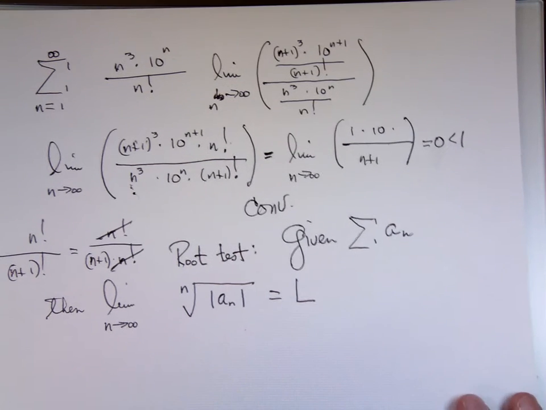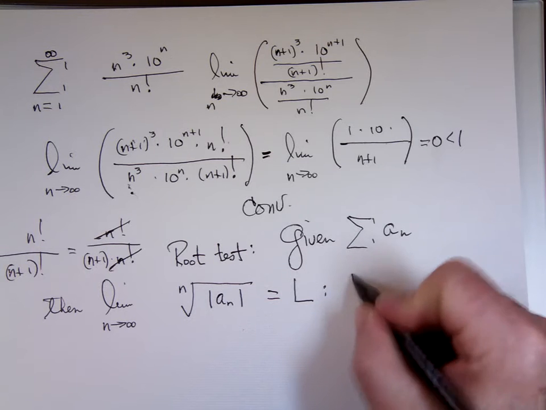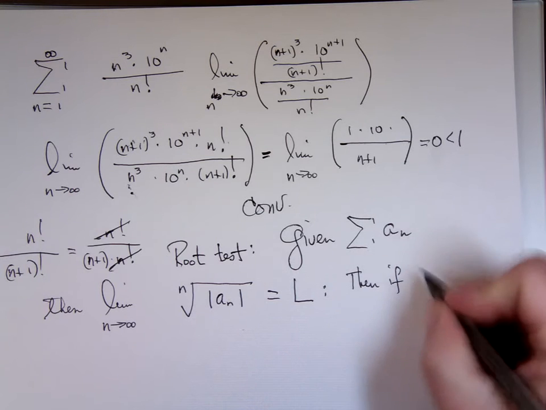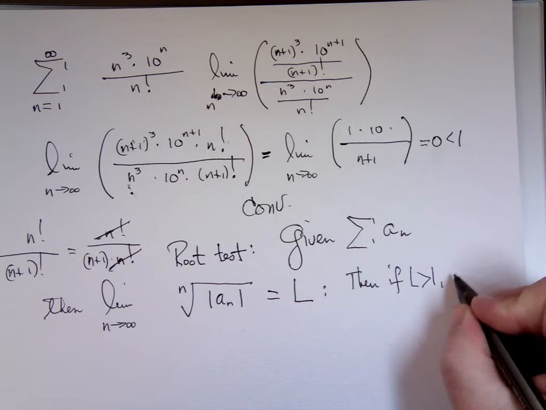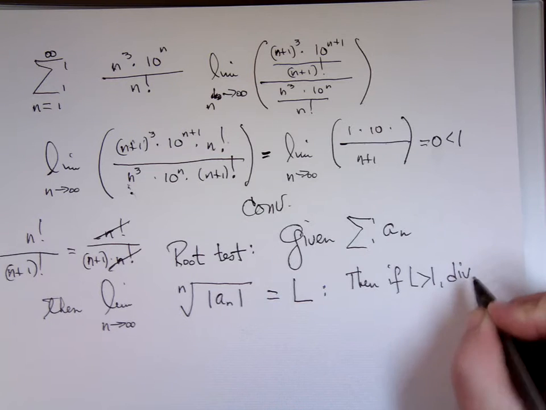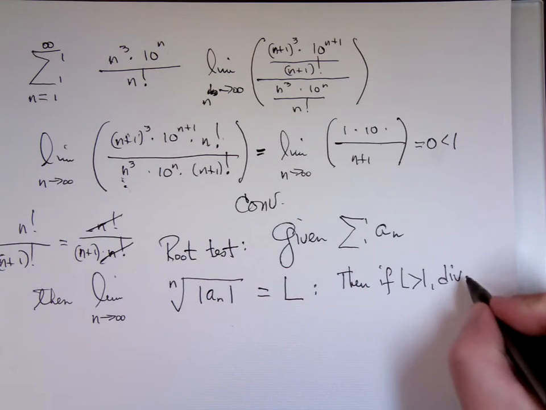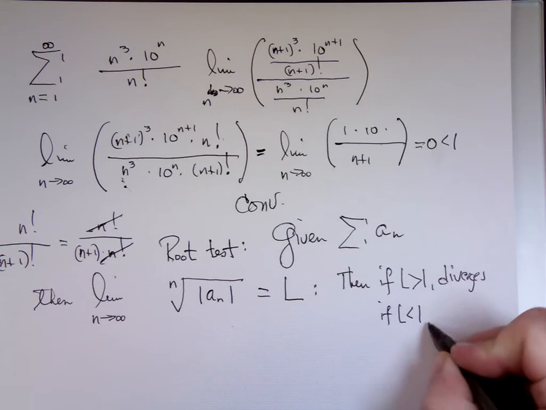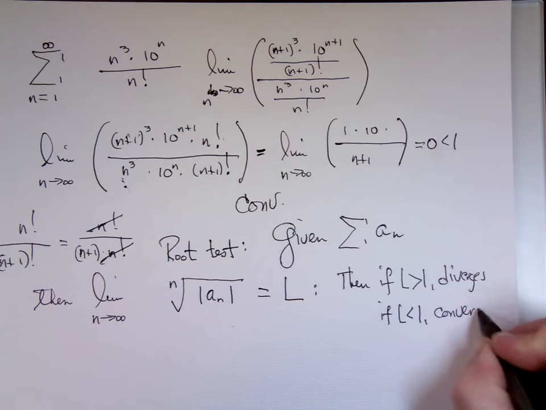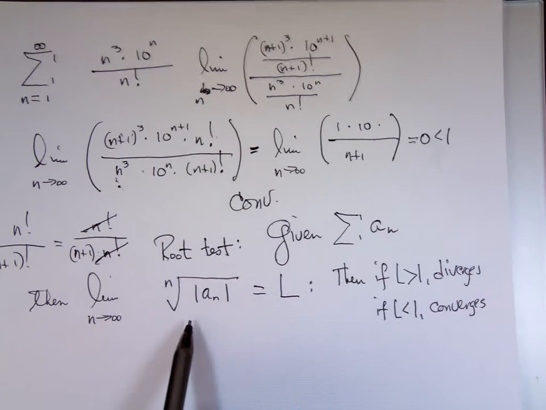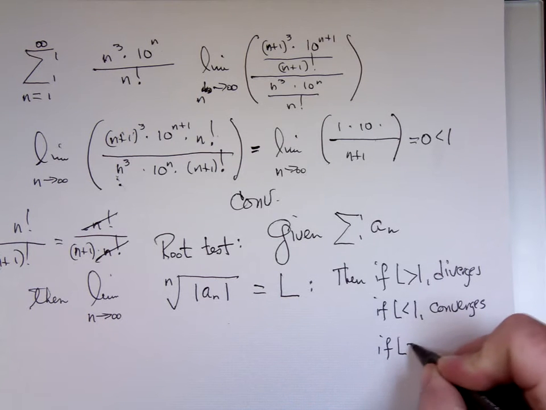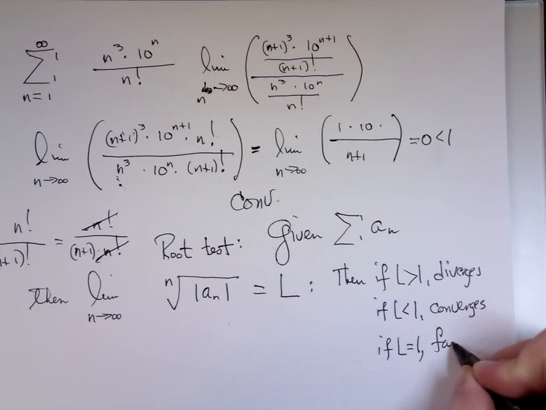Then you've got three cases. If L is greater than 1, the series diverges. If L is less than 1, the series converges. Absolutely. It would be absolute convergence because you're taking an absolute value. It's just generally you don't have alternating series in there. If L equals 1, the test fails. Same exact thing as the other tests.